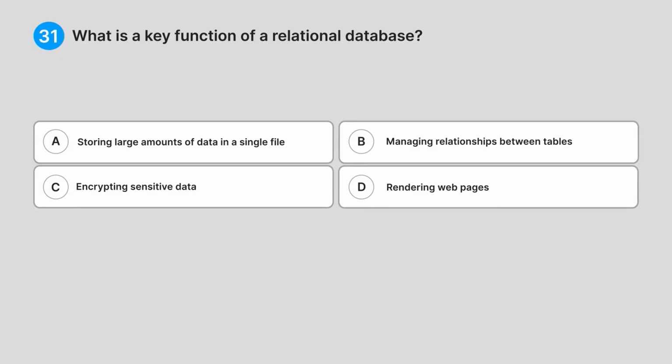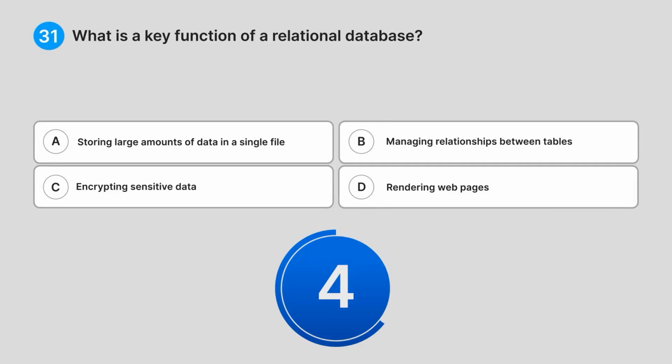31. What is a key function of a relational database? A. Storing large amounts of data in a single file. B. Managing relationships between tables. C. Encrypting sensitive data. D. Rendering web pages. What do you think is the answer?